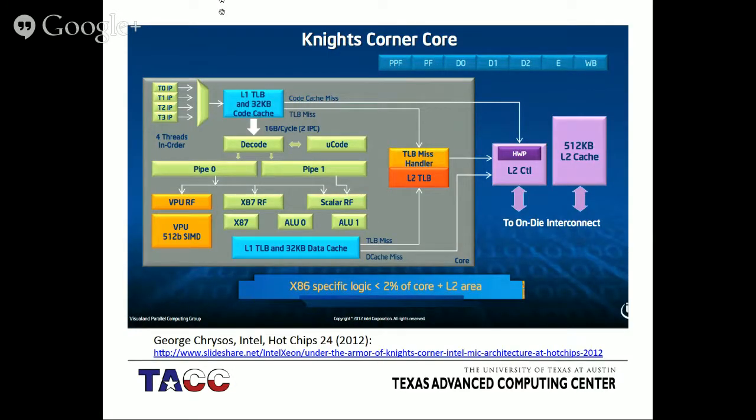And here's a diagram of the Knights Corner core, and here I want to point out that it really looks very, very much like the Xeon architecture. So you have a level 2 cache, 512 kilobytes. You have a level 1 code cache. You have a level 1 data cache, and then there are also TLBs, level 1 and level 2. And you can see that you have 2 pipelines, pipeline 0 and pipeline 1. And in pipeline 0, you can schedule.